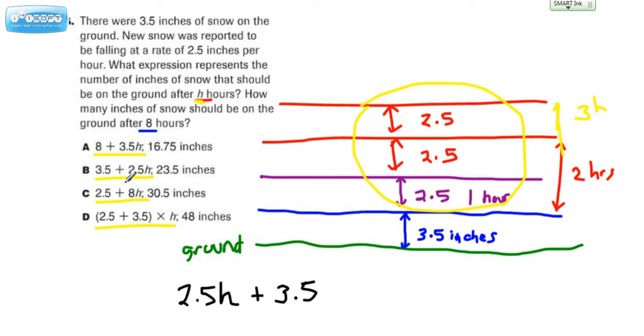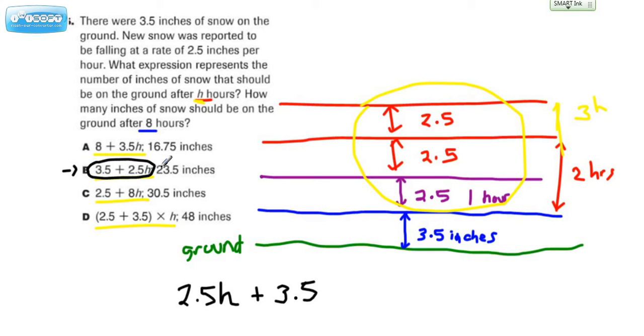Now look at the choices. What's the one that looks like that? We have to add 3 5/10 inches to something. This is showing 3 5/10 inches added to 2 5/10 times h. So far, it's looking like this equation is correct.